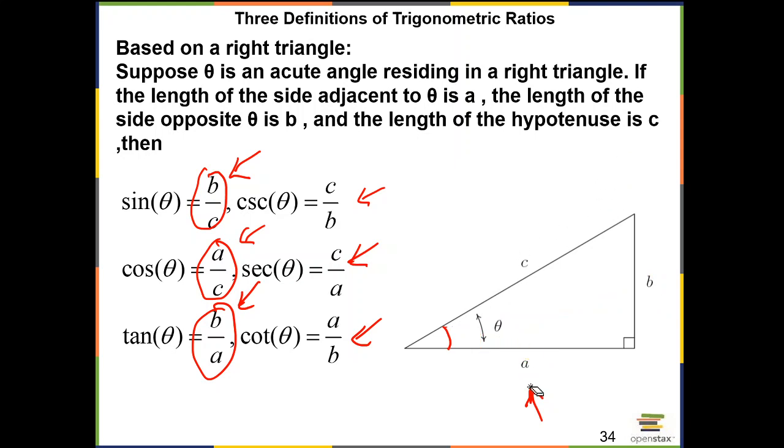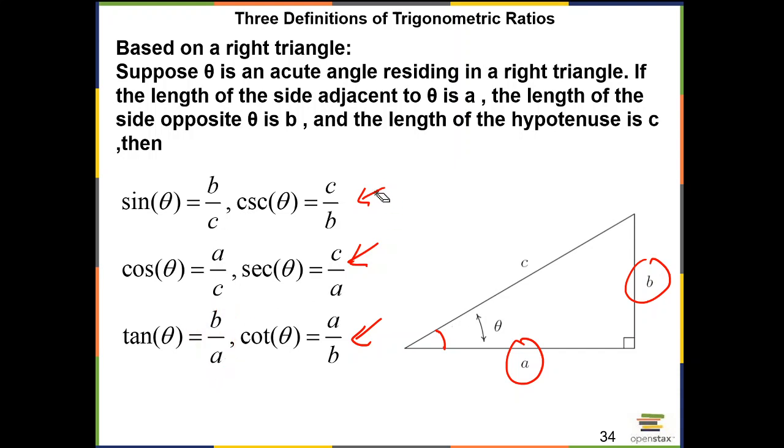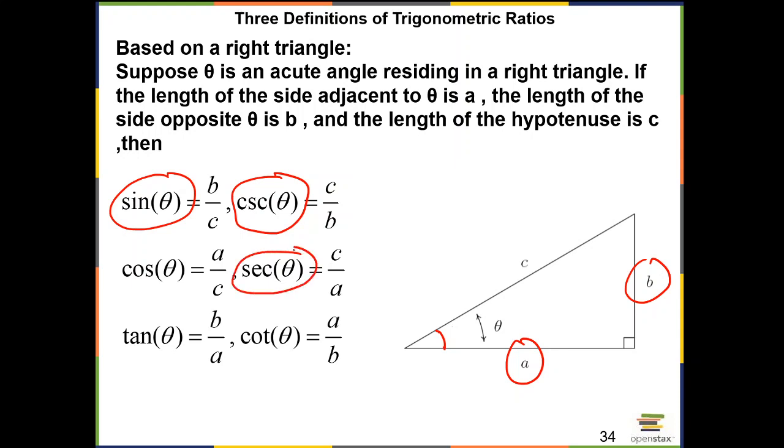And tangent of this angle is opposite over adjacent. Now the rest of them are just reciprocals of these. So cosecant is 1 over sine. Secant is 1 over cosine. And cotangent is 1 over tangent.